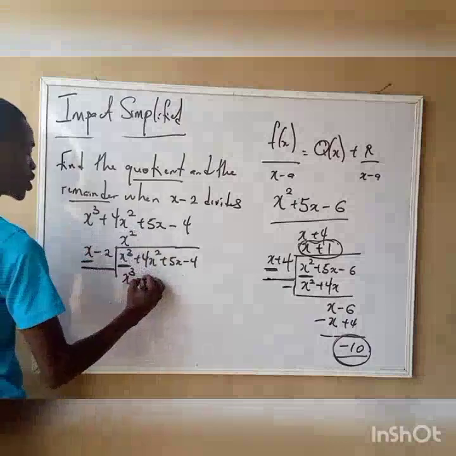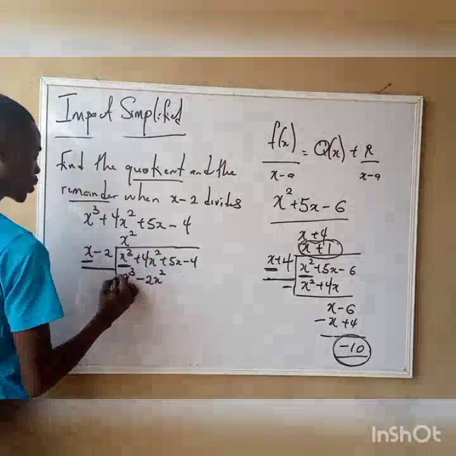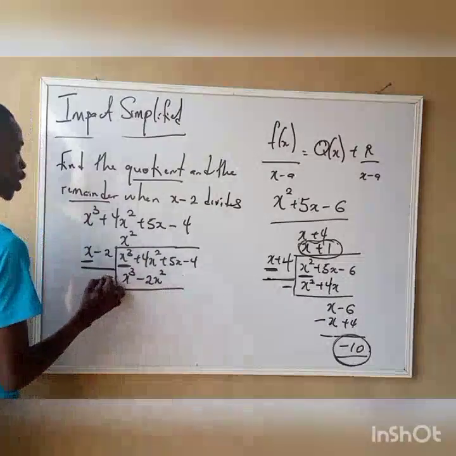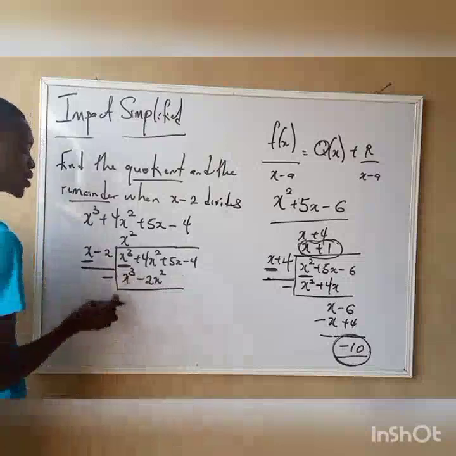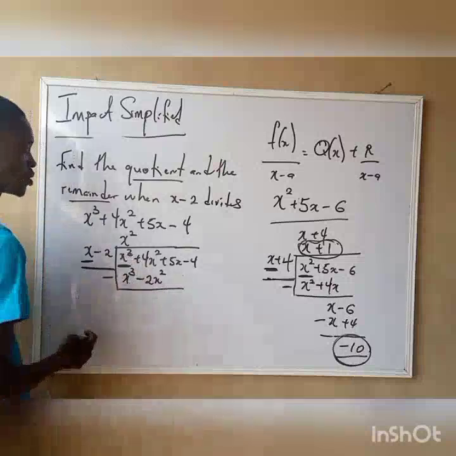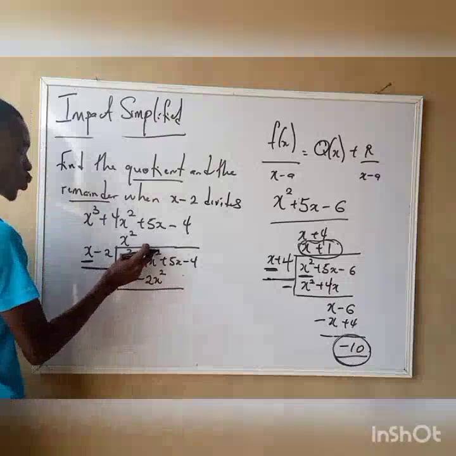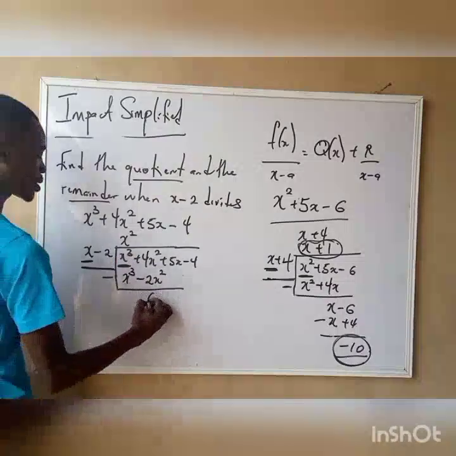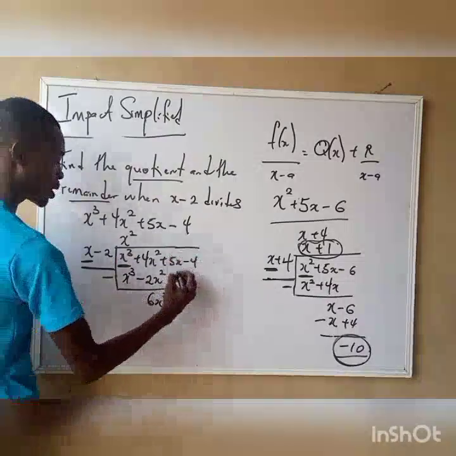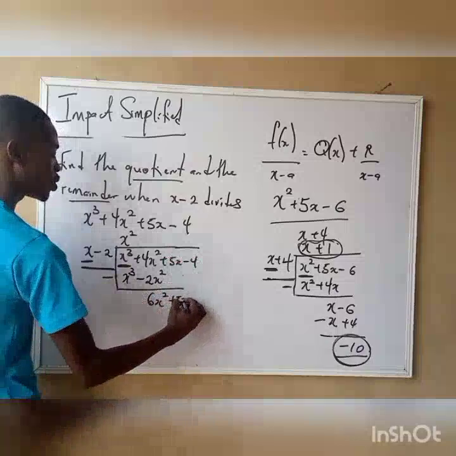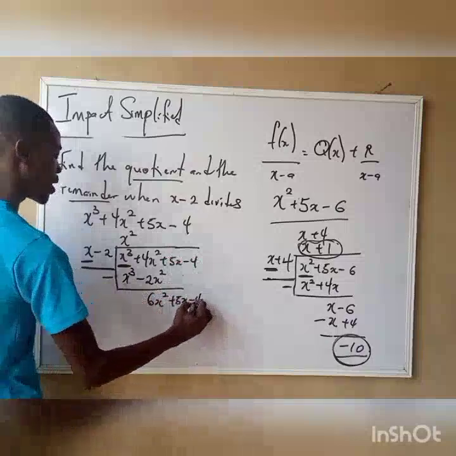And x times this will give us what? Minus 2x squared. And after multiplying, what do we do? We subtract. So what is x cubed minus x cubed? That's 0. From this place, what is 4x squared minus 2x? That will give us 6x squared. And everything here will come down. We have it as 5x minus 4.